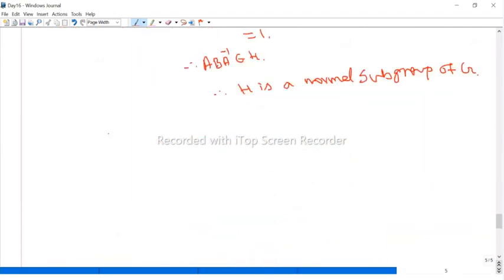Now we already know that A n, the set of all even permutations, is a subgroup of S n. This is also a normal subgroup. For a normal subgroup, first you have to check the subgroup condition, and then we have to check the other condition, the normal condition. So it's a normal subgroup.